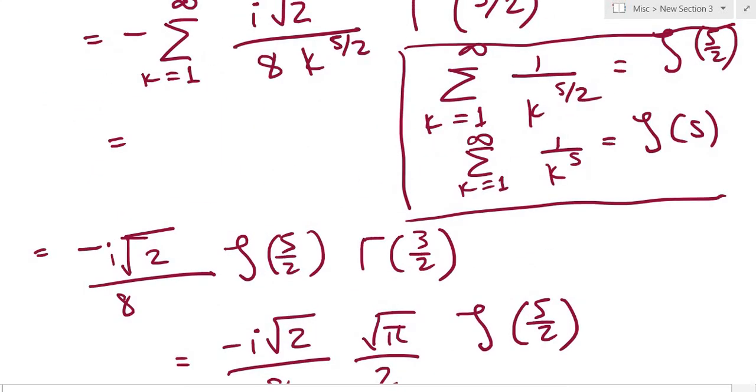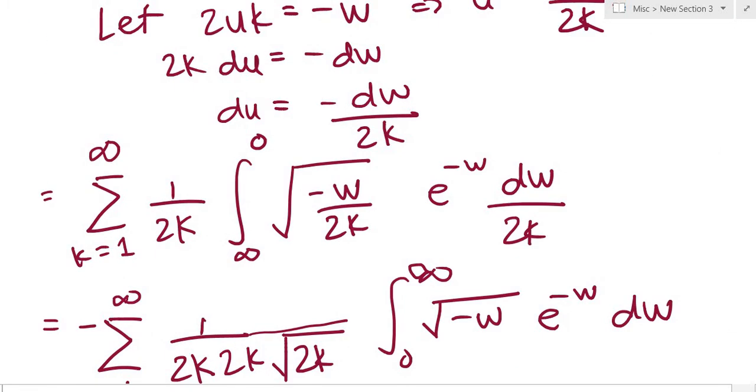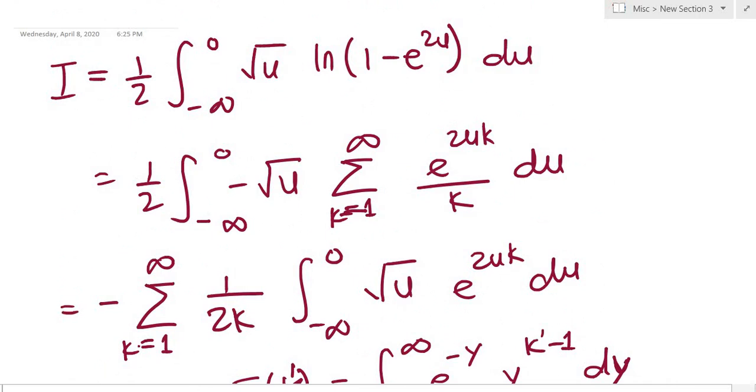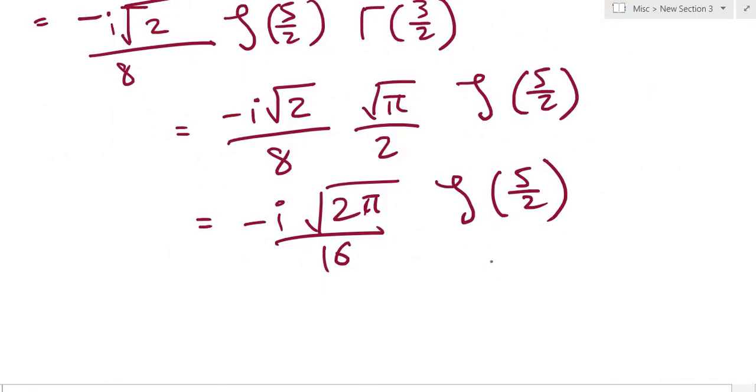So who would have guessed that this simple integral would lead to an imaginary answer? All of this is imaginary, right? Because of this i, the real component is 0, and this is the imaginary part of it.